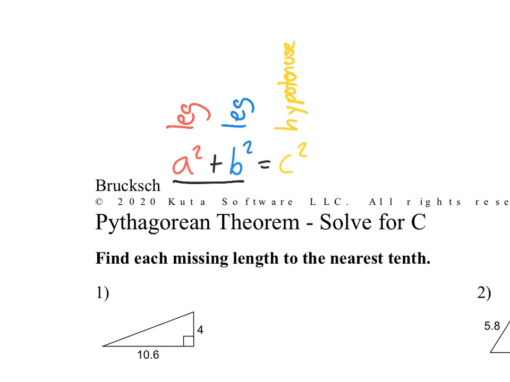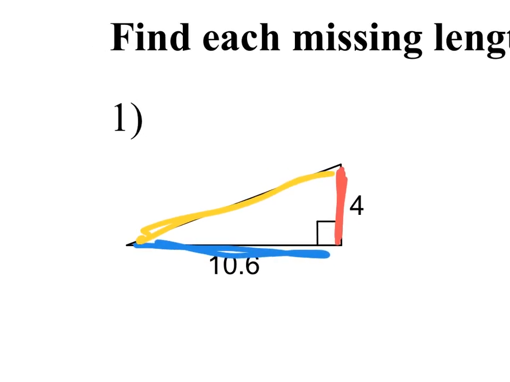Taking a look at number 1 there in the corner, our smallest leg is a because it's attached to that 90-degree angle. The next smallest side attached to the 90-degree angle is that 10.6. And then our hypotenuse is the longest side. If you can't tell, the longest side is always going to be opposite of the 90-degree angle. And again, this is called the hypotenuse.